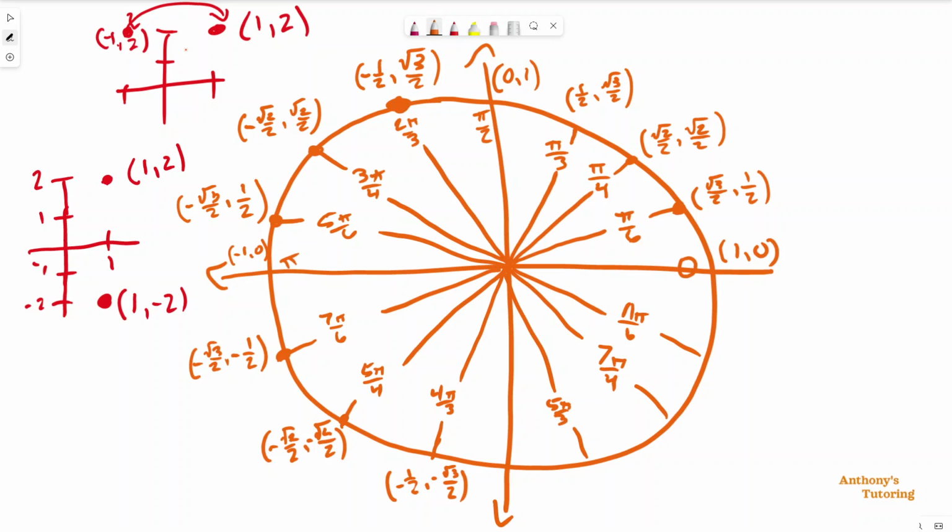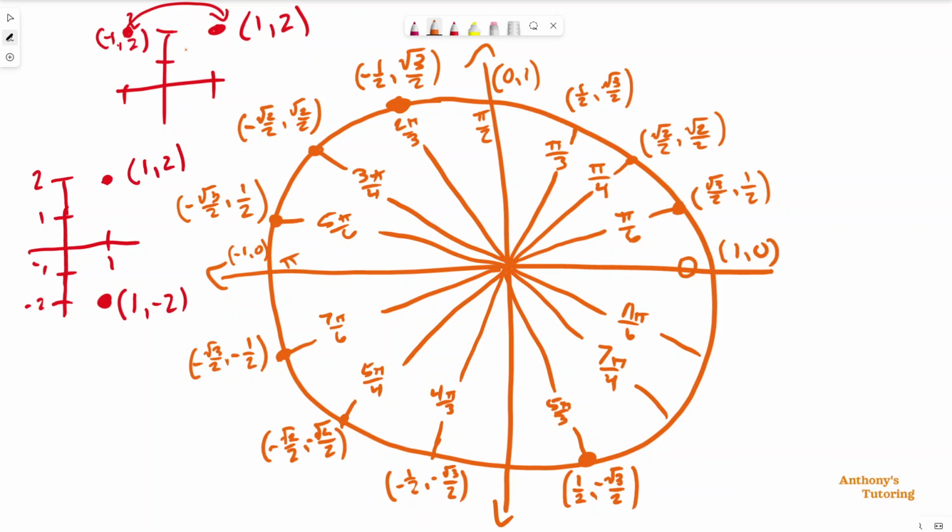Alright, so we're going to start with 5 pi over 3. This corresponds, we check over like that. That corresponds with 4 pi over 3. So for 4 pi over 3, we're going to take the x variable, we're going to flip its sign. So we have a negative 1/2. Now we have a positive 1/2, and the y variable will remain the same as negative root 3 over 2.